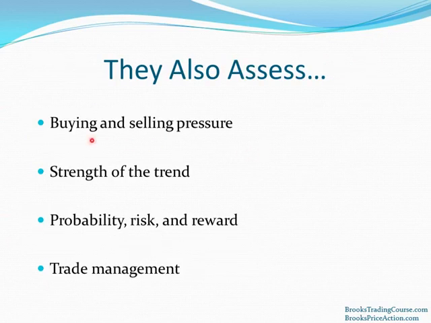You also hear them assess buying and selling pressure. They may not use the terms buying and selling pressure, but they'll talk about how the trend looks really strong. The bull trend looks strong, or the bear trend looks strong. And they'll also talk about risk and reward and probability. Every now and then they'll specifically mention the three together in the same sentence.